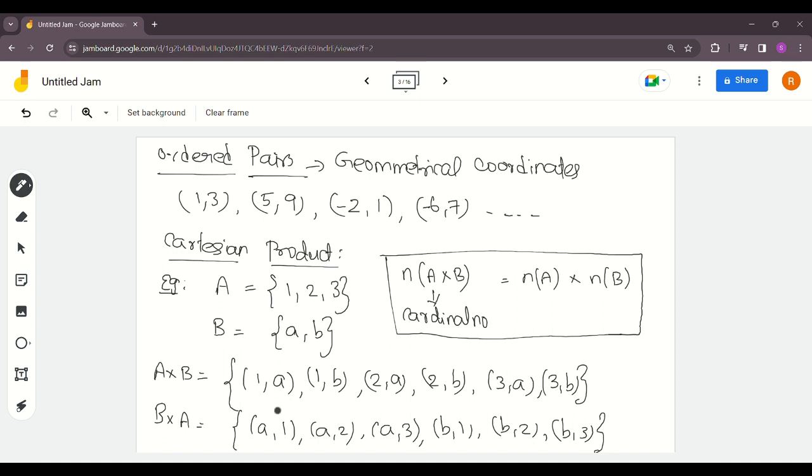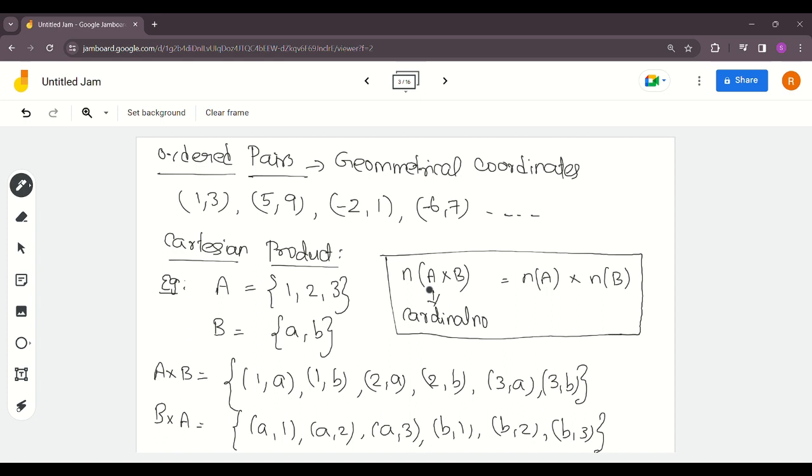So (1, A) and (A, 1) are not equal, hence A cross B will not be equal to B cross A. But the total number of elements present in the set will be equal. In A cross B you have totally 6 elements, and B cross A also has 6 elements. In fact, it can be found out by a formula.